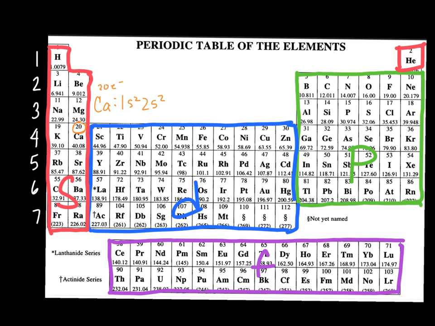2p6, and then 3s2, and then we'll have 3p6, right? 3p6 all the way through. And when we're done with that, over here, we have to go down to 4s2, and that gets us to calcium.